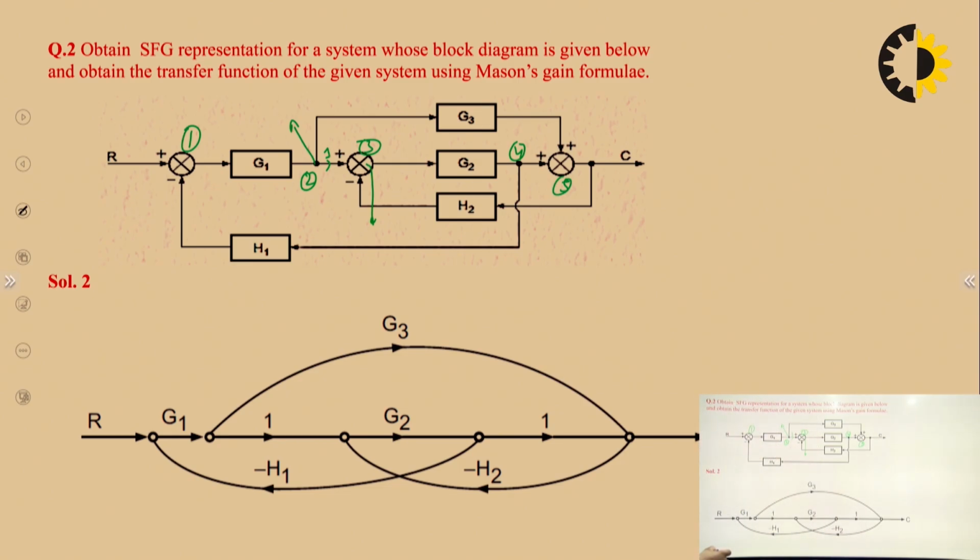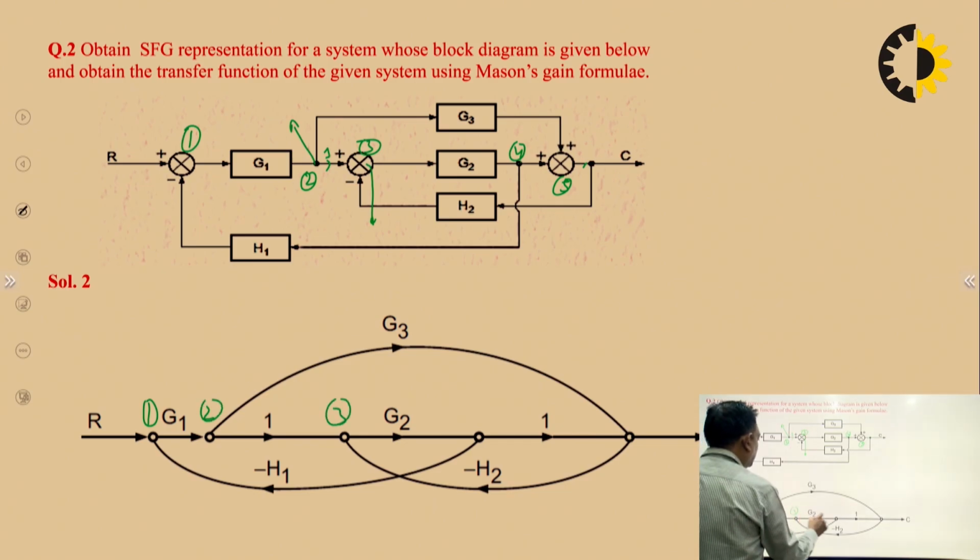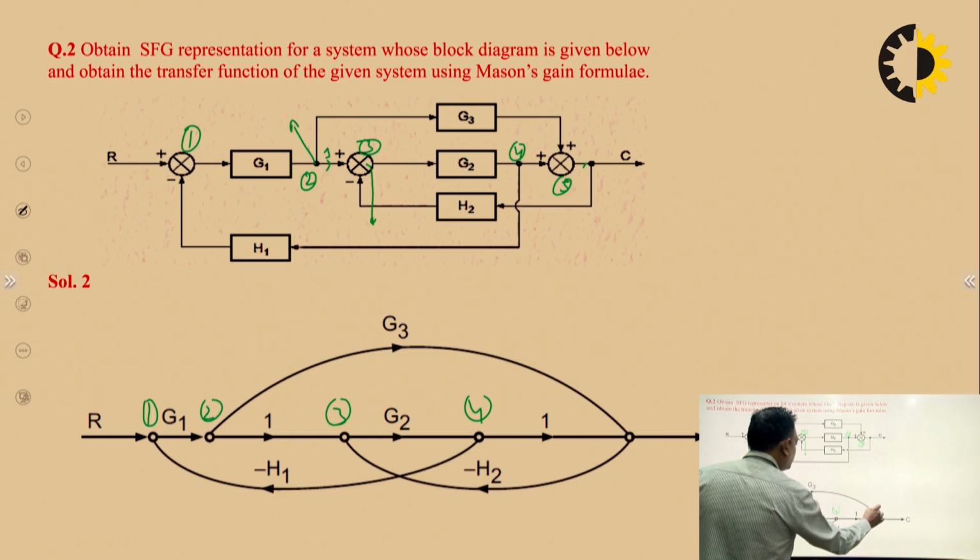Why is it not required? Because you can see here the takeoff point is coming just after the summing point, but here we have to take the node because it is coming before the summing point. So basically these are the nodes: 1, 2, and this is 3, and this is 4, and this is 5.